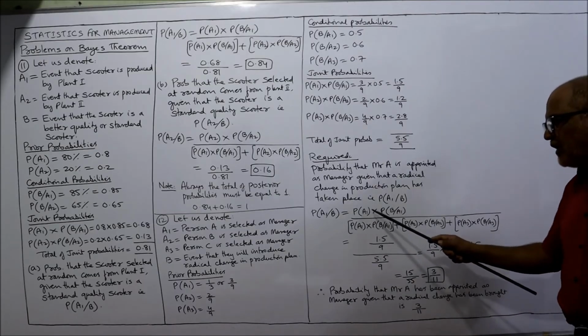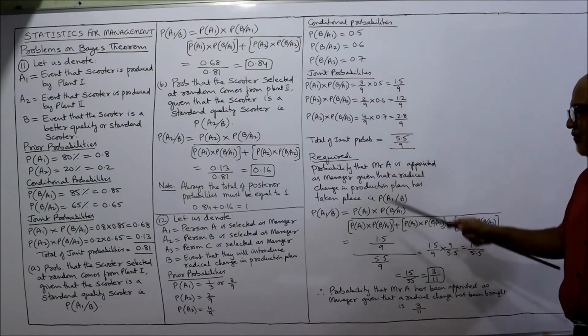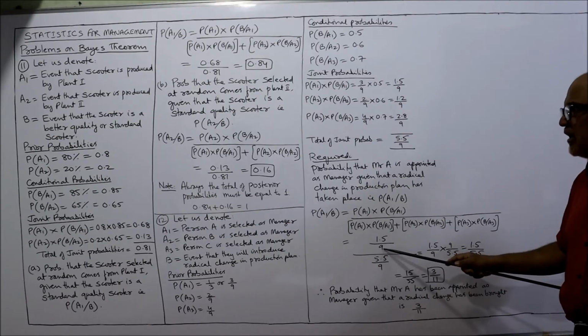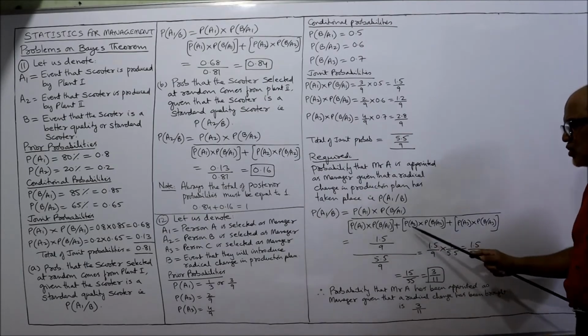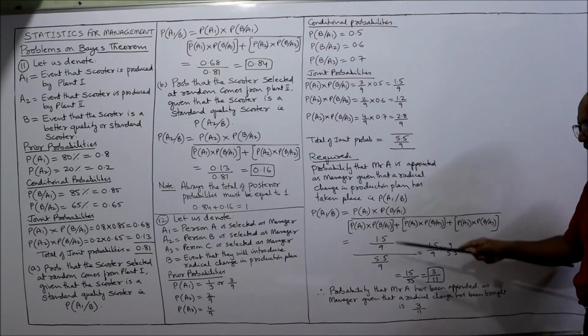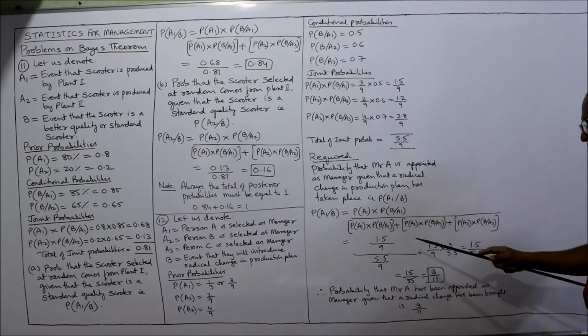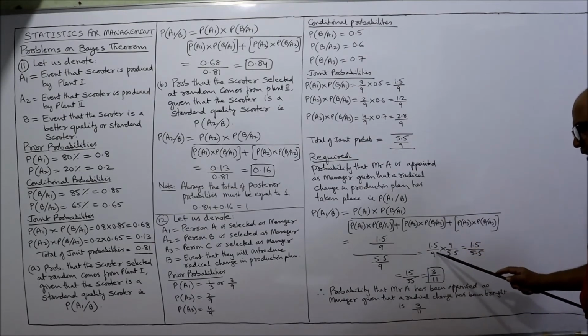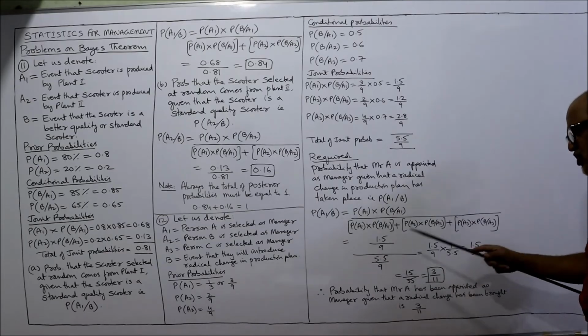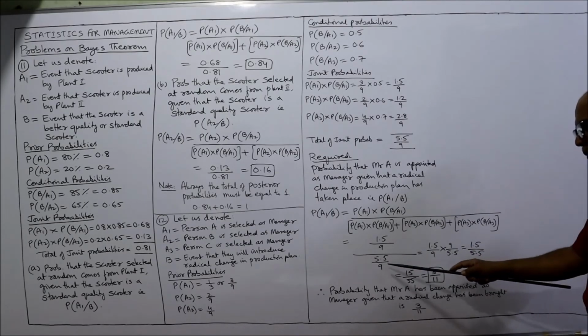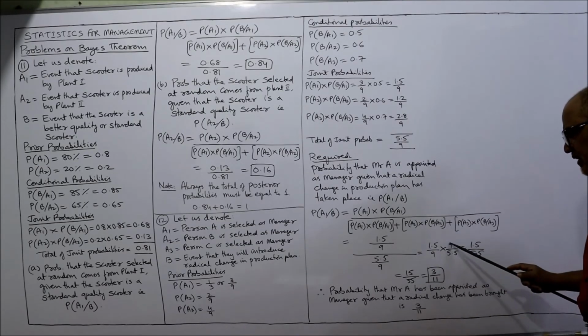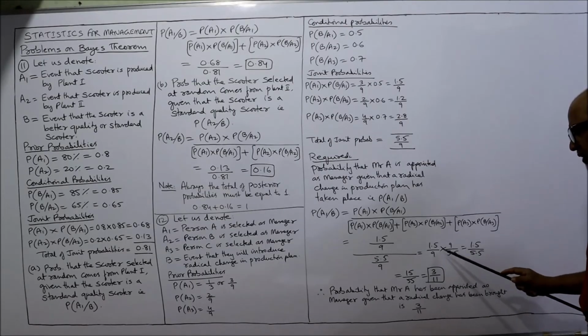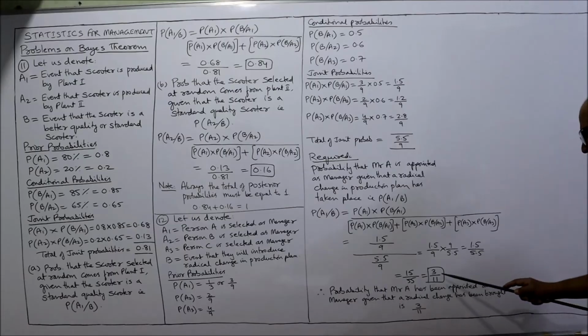The numerator P of A1 into P of B given A1 is 1.5 by 9. 1.5 divided by 9, divided by the sum of the joint probabilities, 5.5 by 9. Now if you reverse it, 1.5 by 9, this is in the denominator. If we change it into the numerator, multiply. So multiply 9 divided by 5.5. So 9 will get cancelled. So 1.5 divided by 5.5.